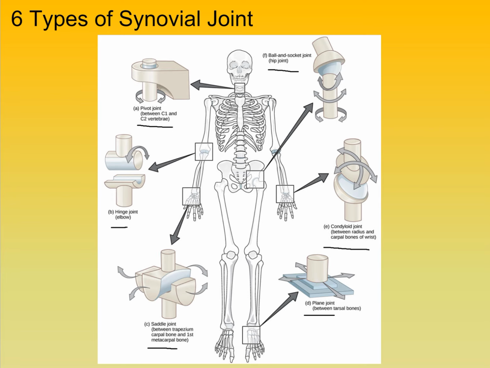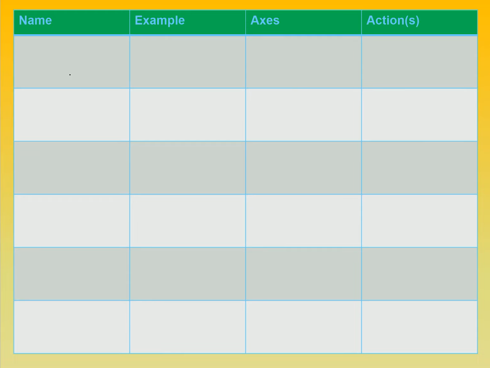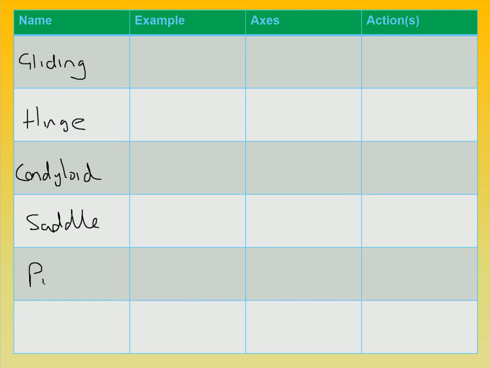So let's put this into some kind of table. In the name we'll put the 6 different types. So we've got a gliding joint, a hinge joint, a condyloid joint, a saddle joint, a pivot joint, and ball and socket joint. So those are the 6 types of freely movable joint in the human body. So let's have a look at some examples, and we'll talk about axes and actions in a second.